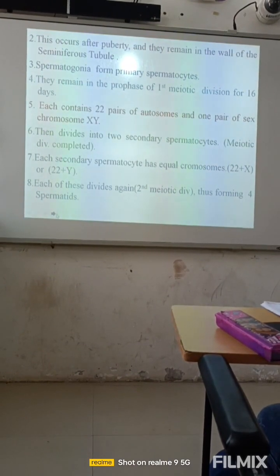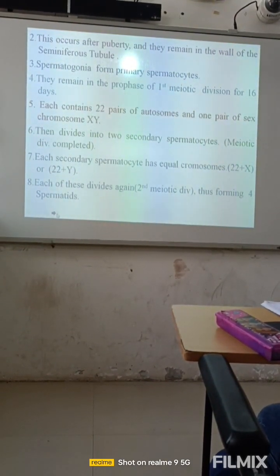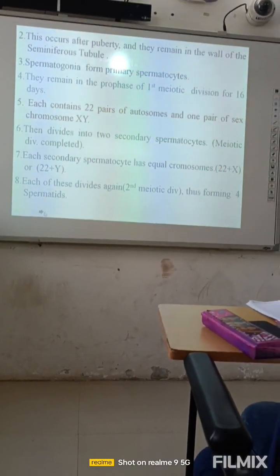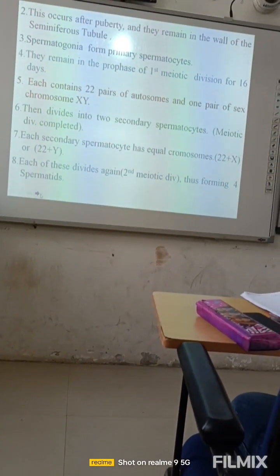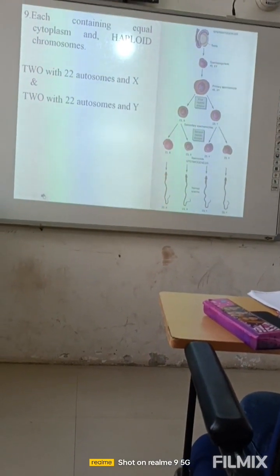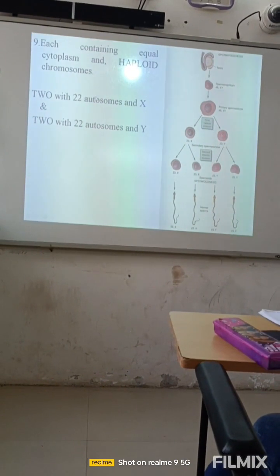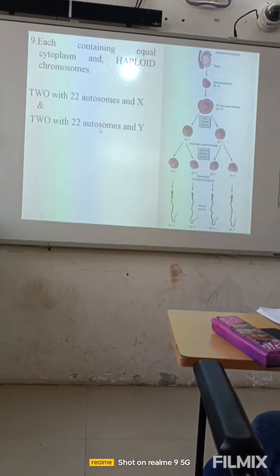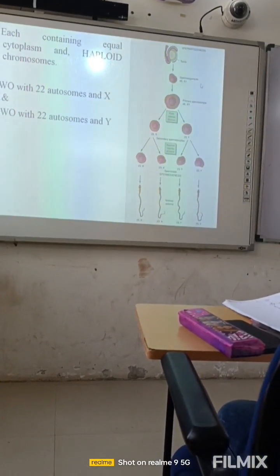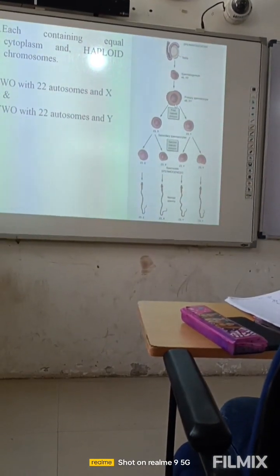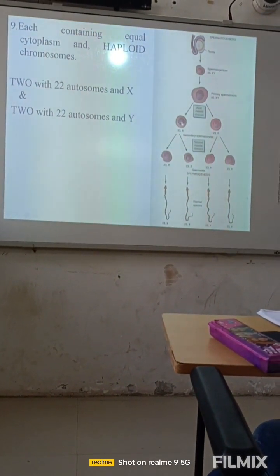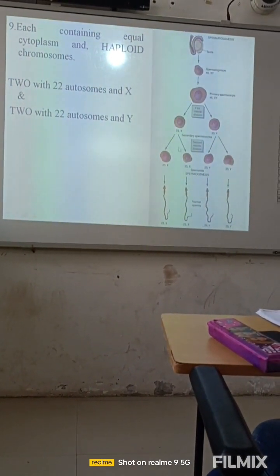Each secondary spermatocyte has equal chromosomes, 22 autosomes and an X or Y sex chromosome. Each of these divides again in the second meiotic division, thus forming 4 spermatids, each containing equal cytoplasm and haploid chromosomes, 2 with 22 autosomes and X and 2 with 22 autosomes and Y. So see here, in the testes there is formation of spermatogonia, then primary spermatocyte, then the first meiotic division, then formation of secondary spermatocytes. The secondary spermatocyte again divides here.